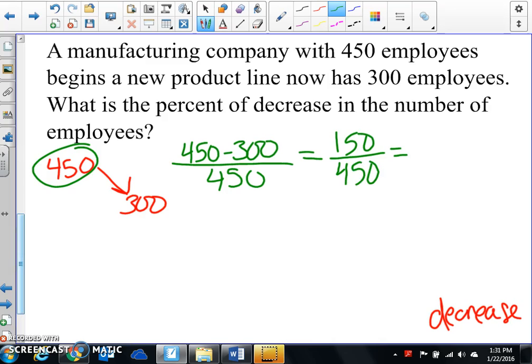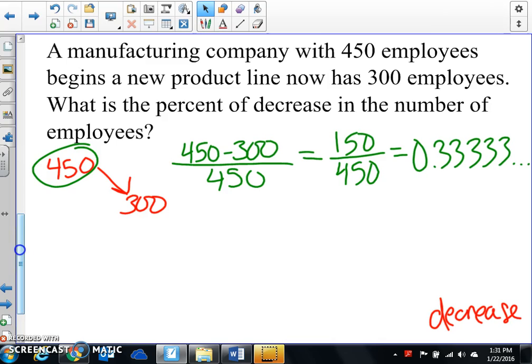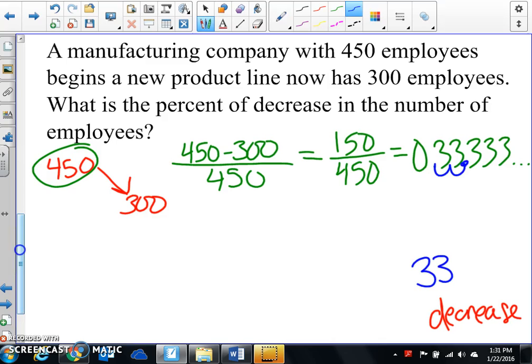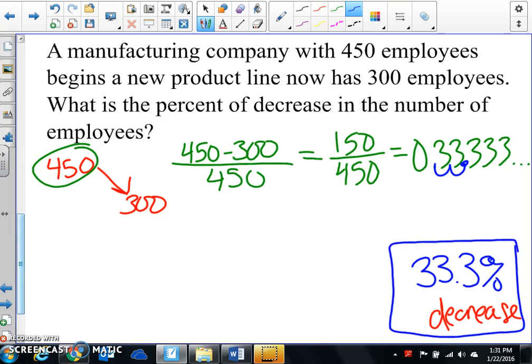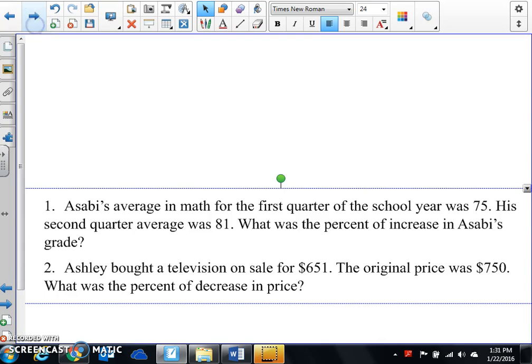And then 150 divided by 450 gives me 0.3 repeating. Turn that into a percentage. So that is 33.3% decrease. All right, here are your practice problems.